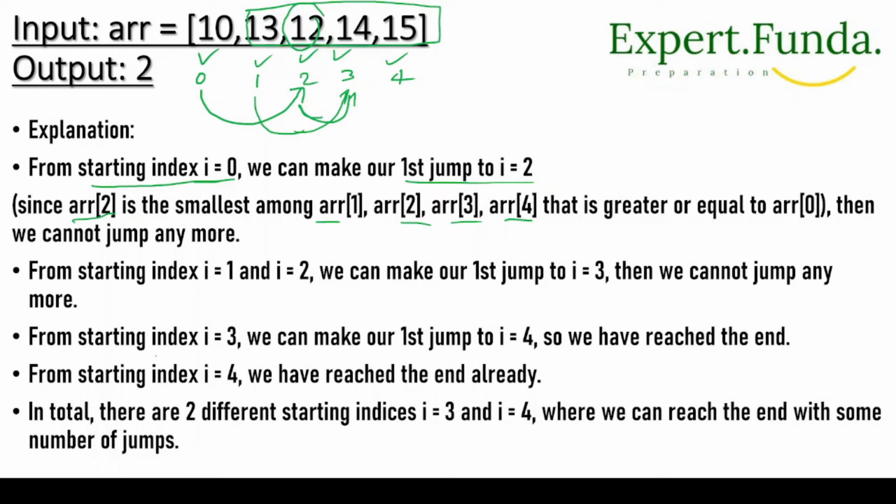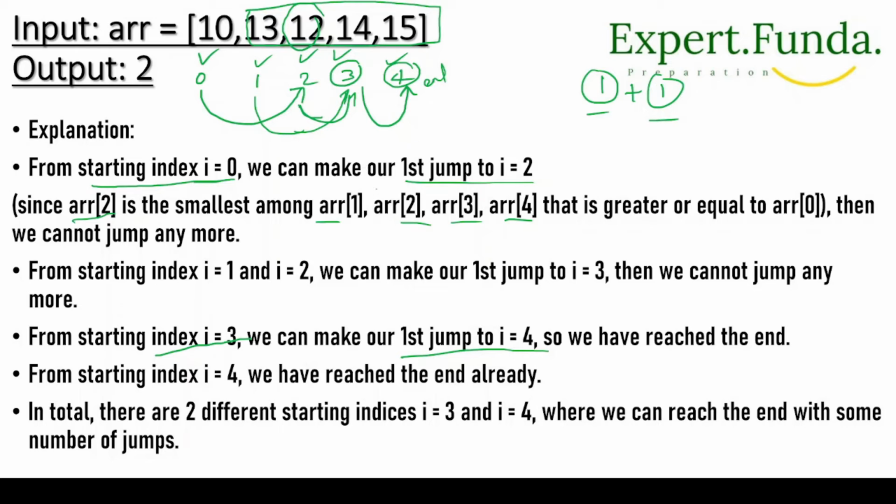Okay, next we are coming to index i equal to 3, right? So we can make our first jump to i equal to 4. Okay, so from here we can make one jump to here, and we have reached the end, so we can count one output. Okay, next from the starting index, that is here, if we make any jump, we are already at the end, right? So we do not require any more jumps, right? And that's why this count is there, 1 and 1.